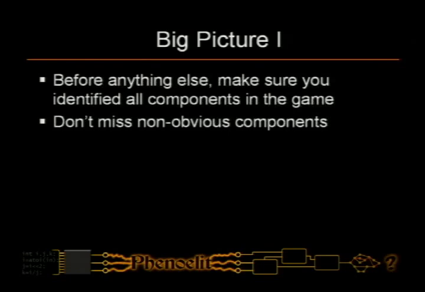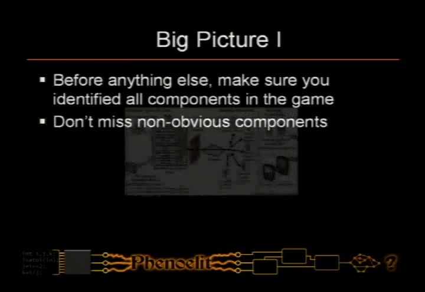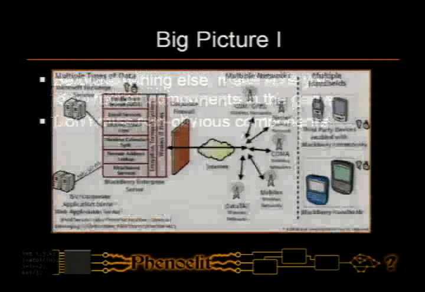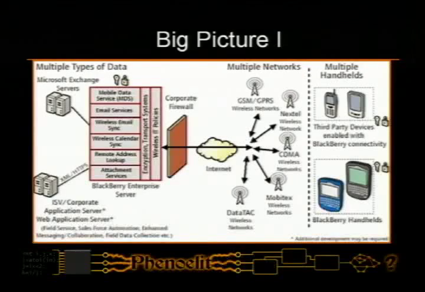So the big picture for RIM is, you start with identifying all components in the system. First you're getting official data. That's the big picture that RIM puts out in documents. So you have handhelds, the native handhelds, and you have third-party handhelds running RIM stuff. You have several data networks, GSM, and other mobile networks.